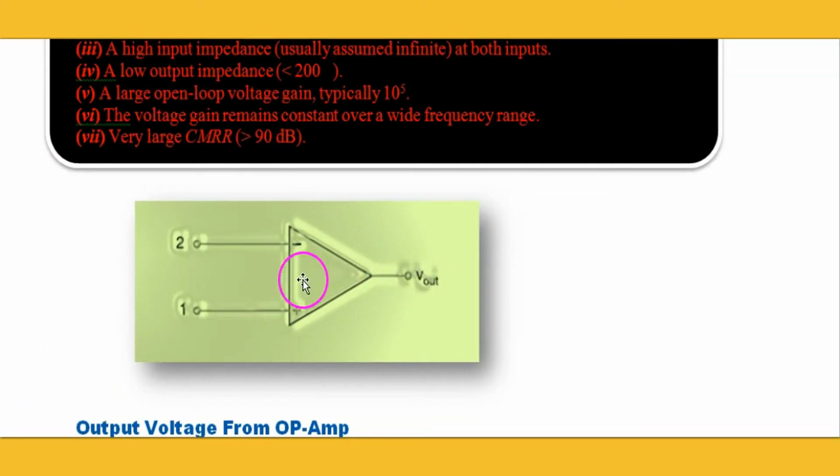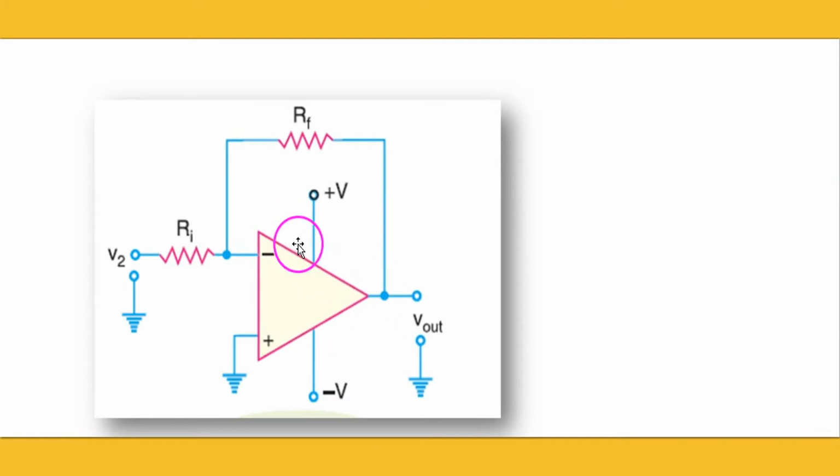This op amp is called an open loop op amp. Open loop means there is no feedback. The output is not connected to the input side through resistance. So this is called an open loop op amp. This op amp is called closed loop because here the output is connected to the input V2 through resistance RF. There is a feedback, and this feedback is actually a negative feedback. So this is called closed loop, giving a negative feedback. The output is connected to the input through RF.